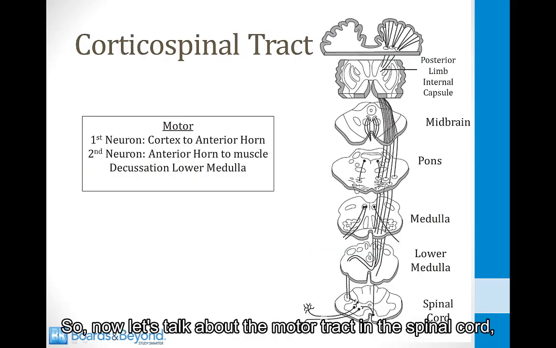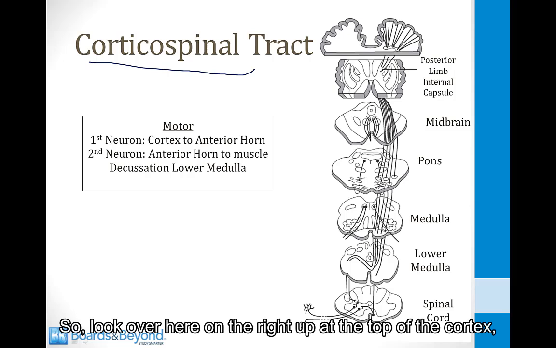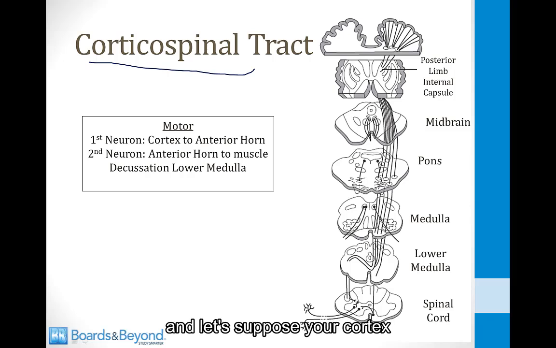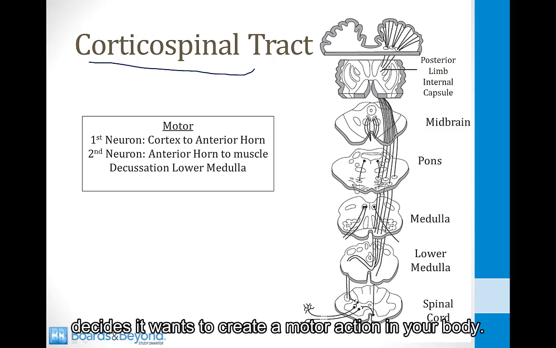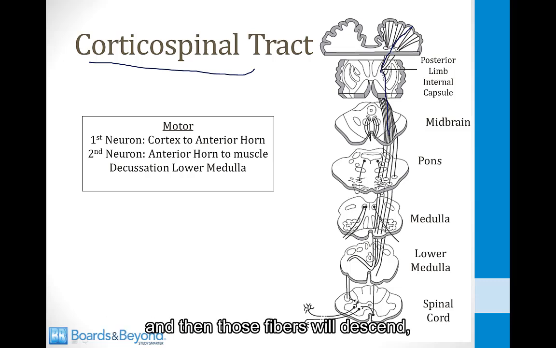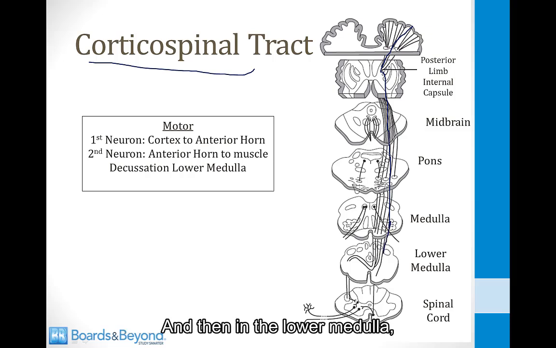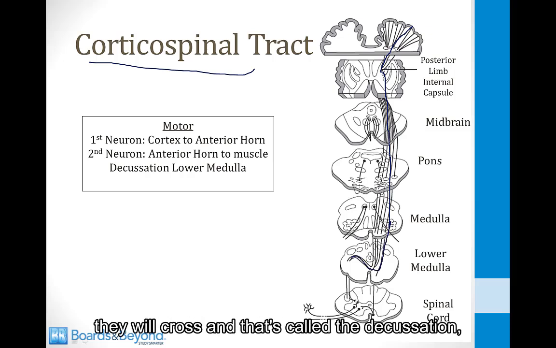So now let's talk about the motor tract in the spinal cord, and that's called the corticospinal tract. So look over here on the right up at the top at the cortex, and let's suppose your cortex decides it wants to create a motor action in your body. It will send a signal down through the cortex through a structure called the internal capsule, and then those fibers will descend through the midbrain, pons, and the medulla on the same side of the body as the cortex. And then in the lower medulla they will cross, and that's called the decussation.